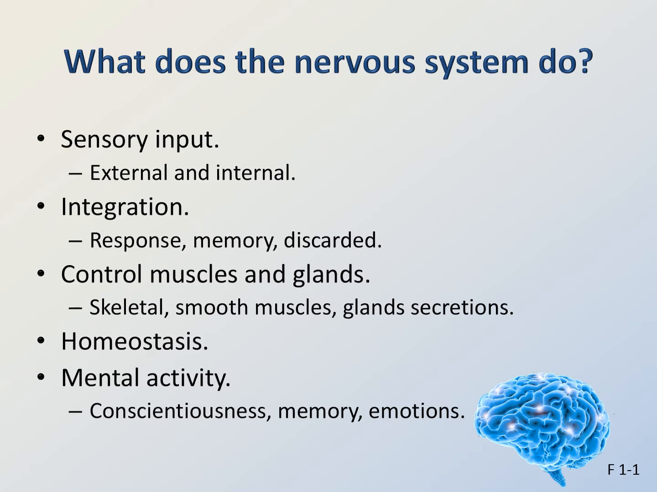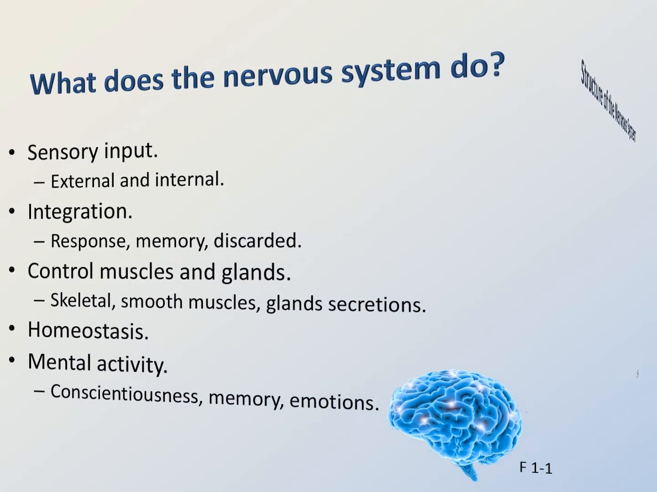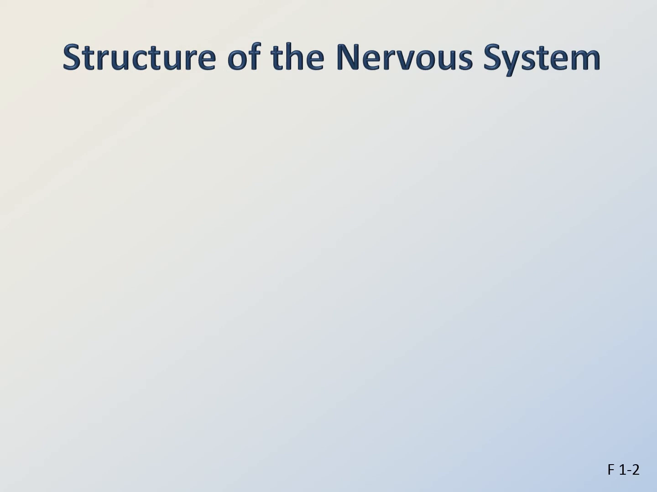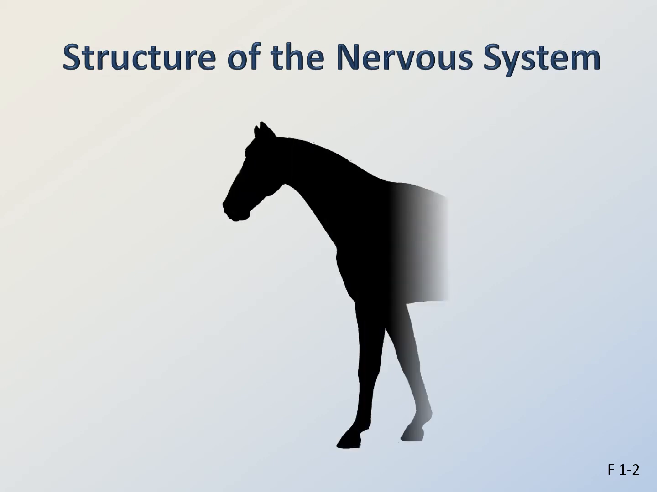Finally, the nervous system is in charge of maintaining an animal conscious, generating memories, and functioning within a given emotional state. Now that we know what the nervous system is supposed to do, let's find out how this system is organized.